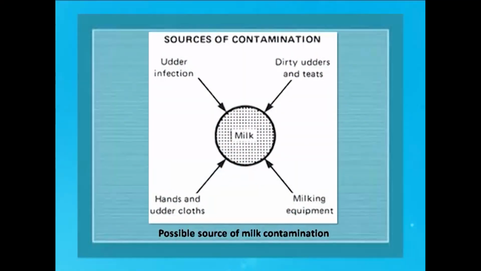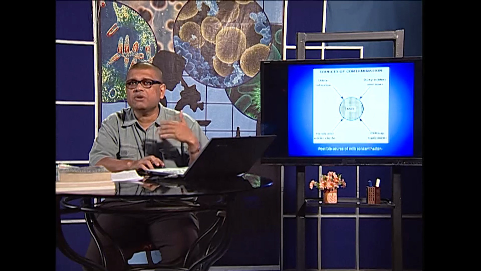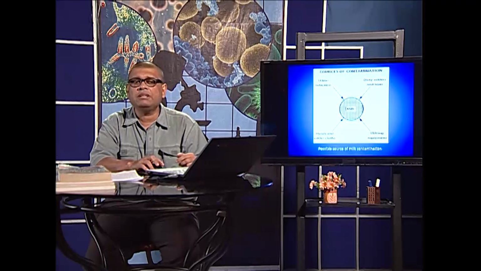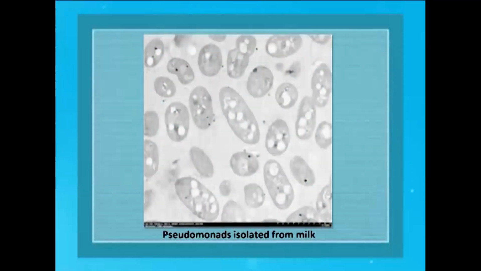Now milk primarily is contaminated through infection of the udder of the cow, and it can also come from the equipment, it can also come from the contaminated hands of the milkman. So basically human interference to a great extent is responsible for contamination in milk and milk product. And one such important contaminant is the pseudomonads. These are the pseudomonas bacteria coming from the udder in the milk.